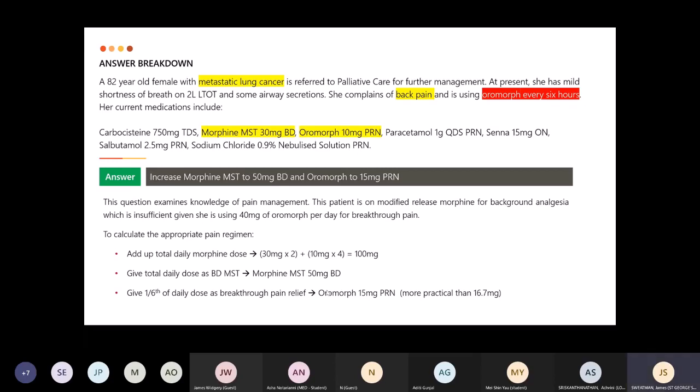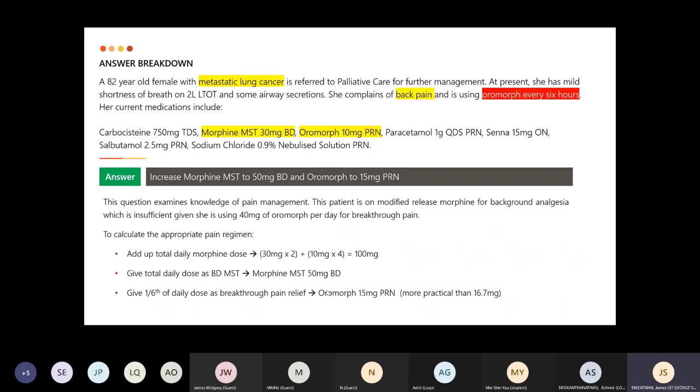So the key thing here is she is taking an Oromorph every 6 hours and she's still got pain. So her pain is poorly controlled. So we need to look at what we can do to improve that. They're already on MST and they're on Oromorph. So if you calculate it, she's using 40 milligrams of Oromorph per day for her breakthrough. And the breakthrough pain, the Oromorph is supposed to be used for breakthrough pain.